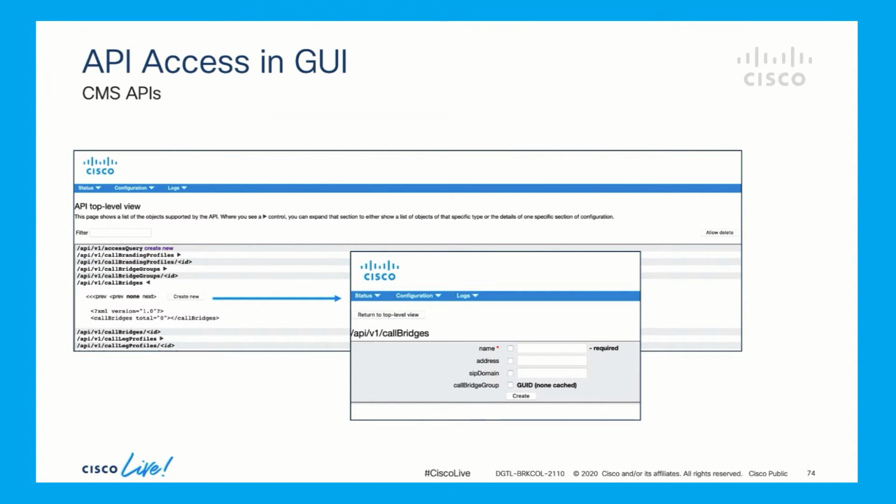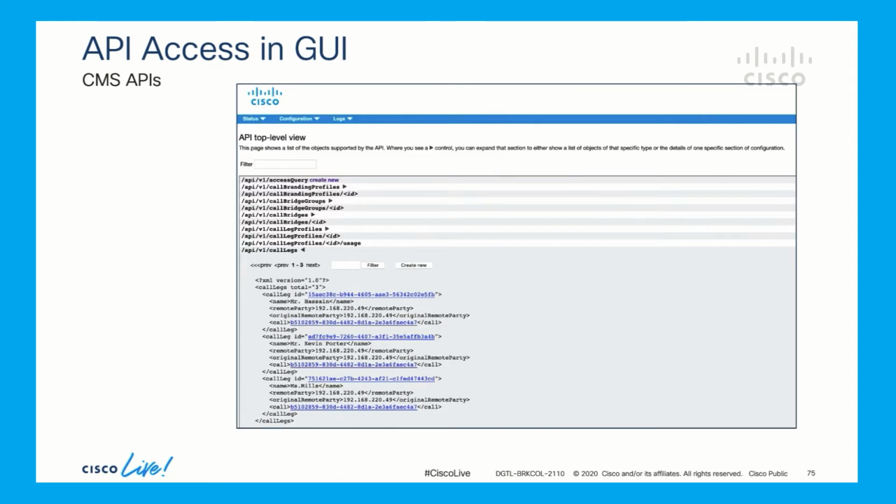This is an example of how the APIs can be used to create a new call bridge. The mandatory parameters will have the red asterisk after the parameter name. This is an example of how a list looks. In this screenshot, all the three call legs are shown for a meeting. I will talk in detail about what a call leg is in a few minutes.